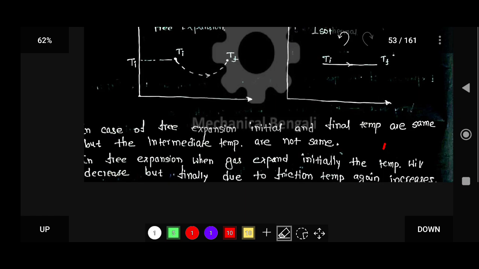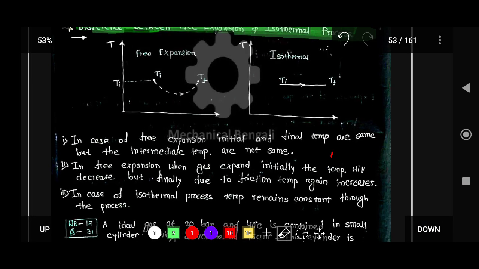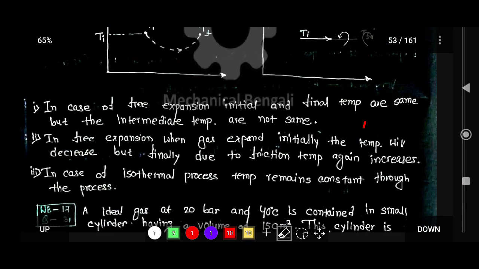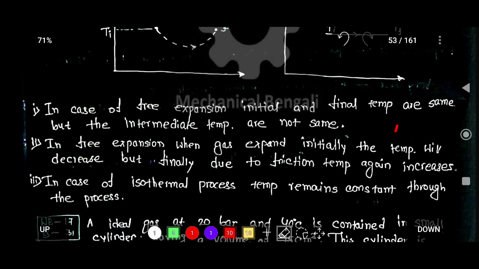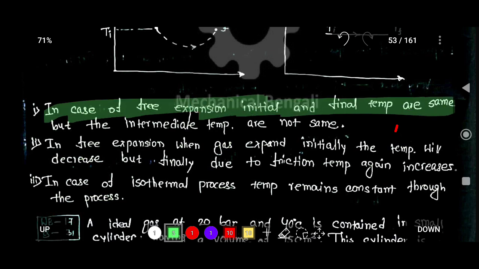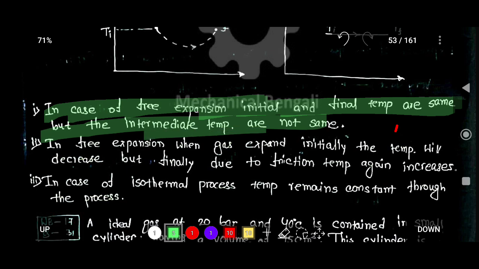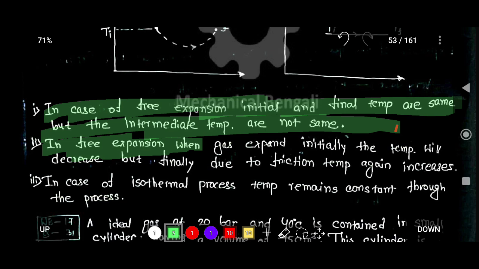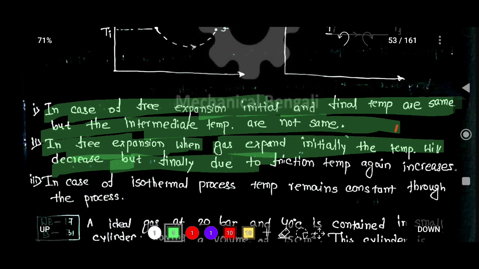Okay, so what is the conclusion between free expansion and isothermal process? Here in case of free expansion, initial and final temperature are the same, but the intermediate temperatures are not the same. Now the second conclusion is that in free expansion, when gas expands, initially the temperature will decrease, but finally due to friction the temperature again increases.